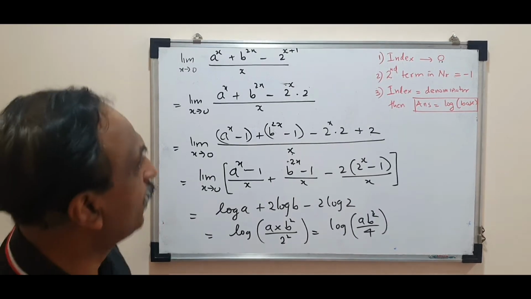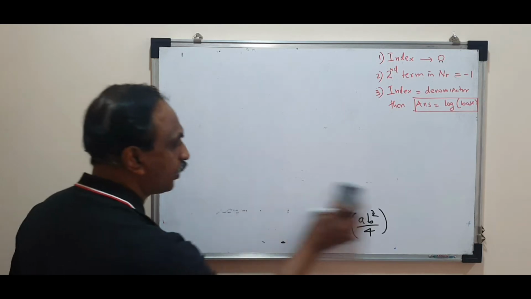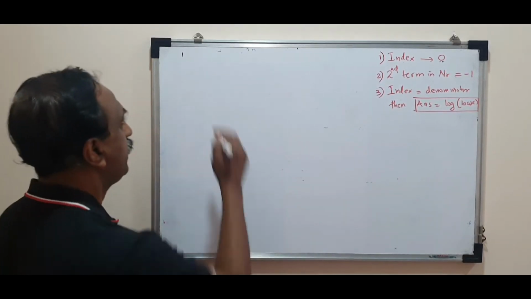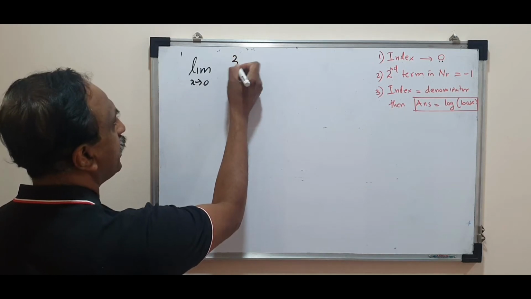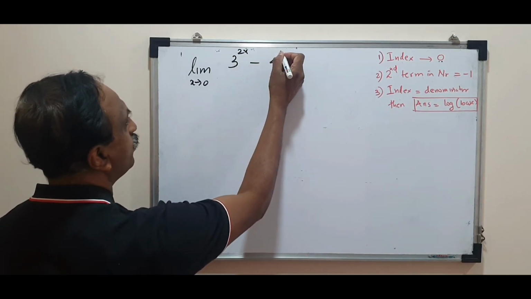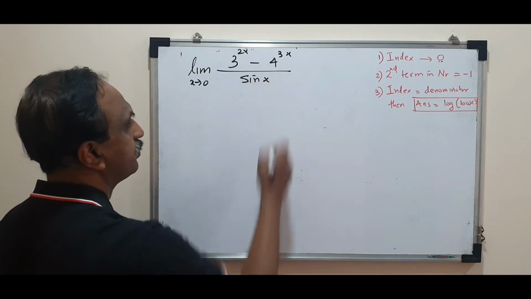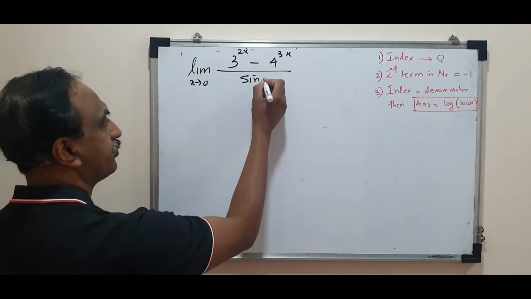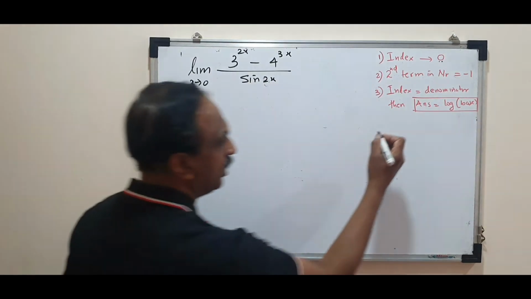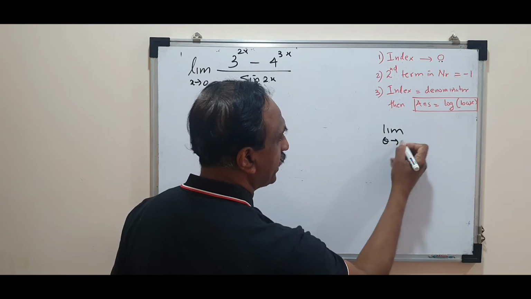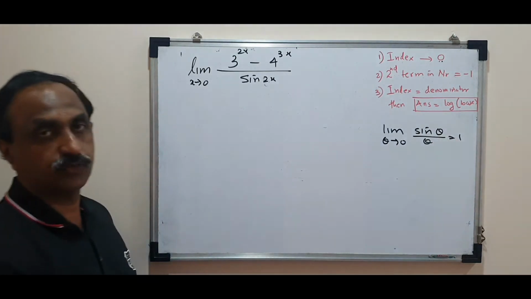Now let's have a look at one more function which will be a little easier to calculate. Imagine I have the limit x tending to 0 of (3 raised to 2x minus 4 raised to 3x) divided by sin x sin 2x. In this case, when you see a sine function, we need to remember the formula: limit theta tending to 0, sin theta upon theta is 1.